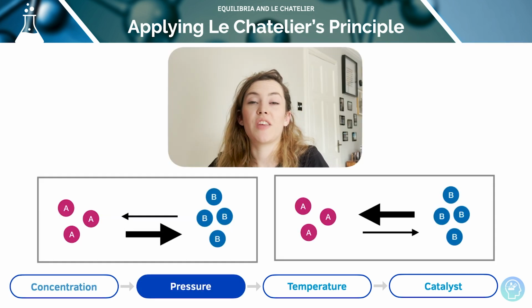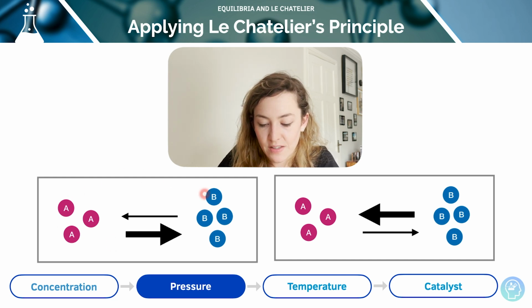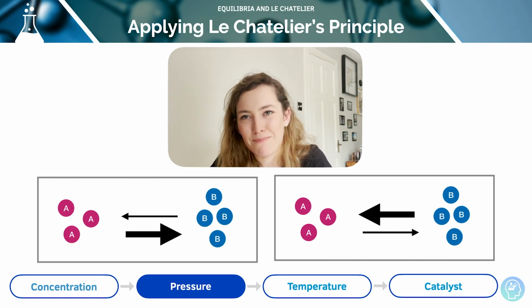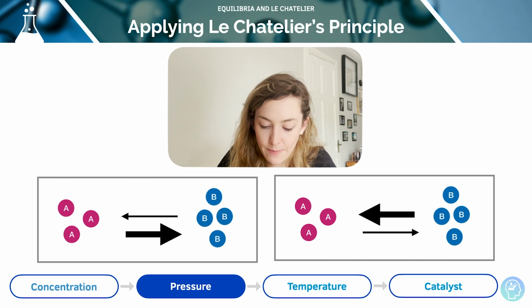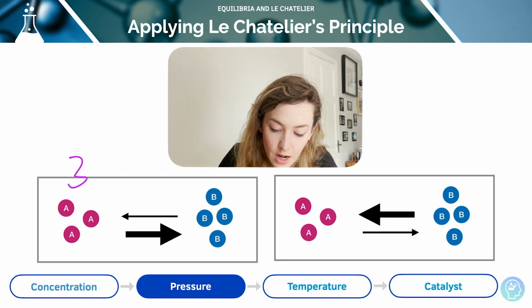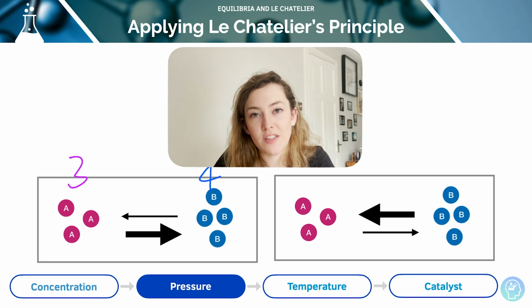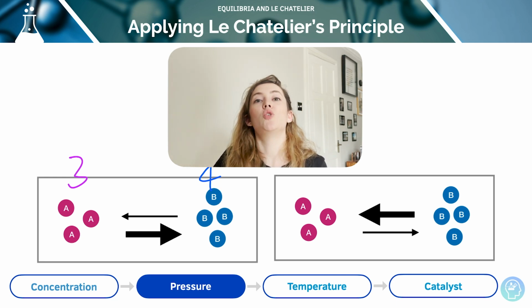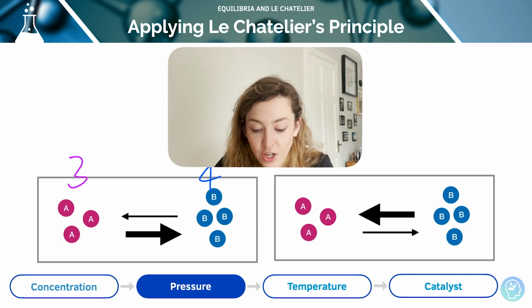When we're considering changes in pressure and Le Chatelier's, we need to think about the moles of gaseous molecules. So if we're looking at a really simple system here, we've got A on one side and B on the other. I've got 1, 2, 3 moles of A, and I've got 1, 2, 3, 4 of B. So I've got 3 and I've got 4. If I increase the pressure on the system, it's going to increase the pressure on both sides, and we're going to want to decrease the pressure of the system. So we're going to shift in the direction of fewer moles.